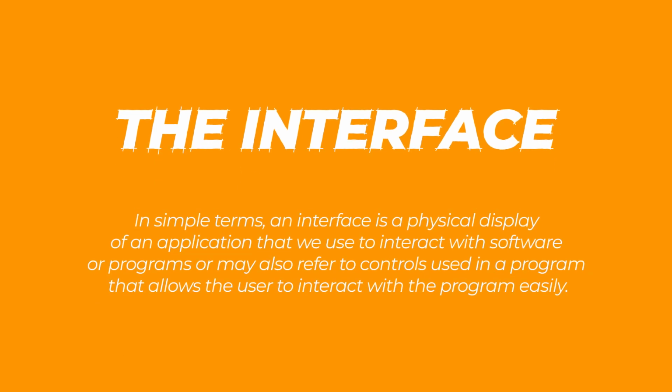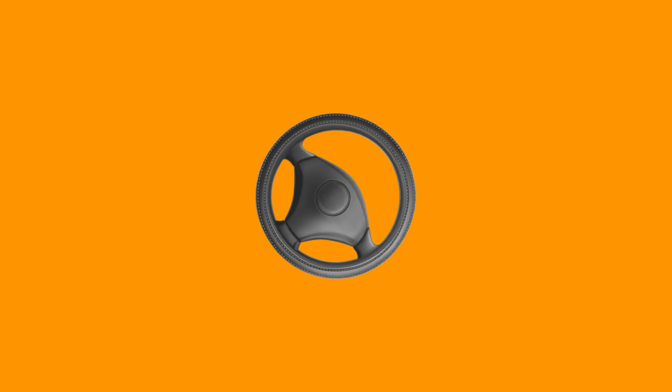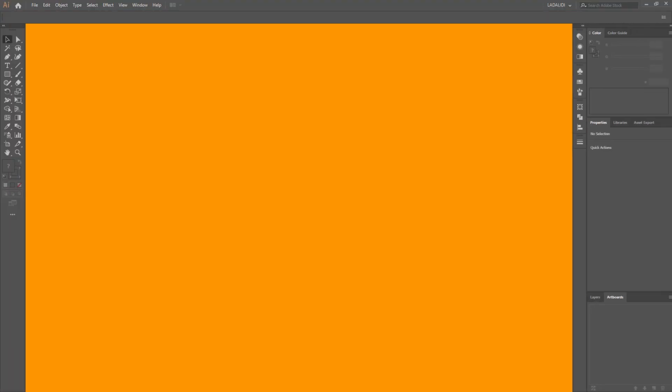In simple terms, an interface is a physical display of an application that we use to interact with software or programs, or it may also refer to controls used in a program that allow the user to interact with the program easily. As an example, if you want to learn to drive for the first time, the first and basic thing you must know and understand is the control of the car. What tools do you use to turn left or right? What should you do to increase or decrease the speed? Or even what controls do you use to stop and park? All the controls that you see in the cabin of the car are analogous to the interface in software or programs, especially Illustrator. So that's the first thing to understand.